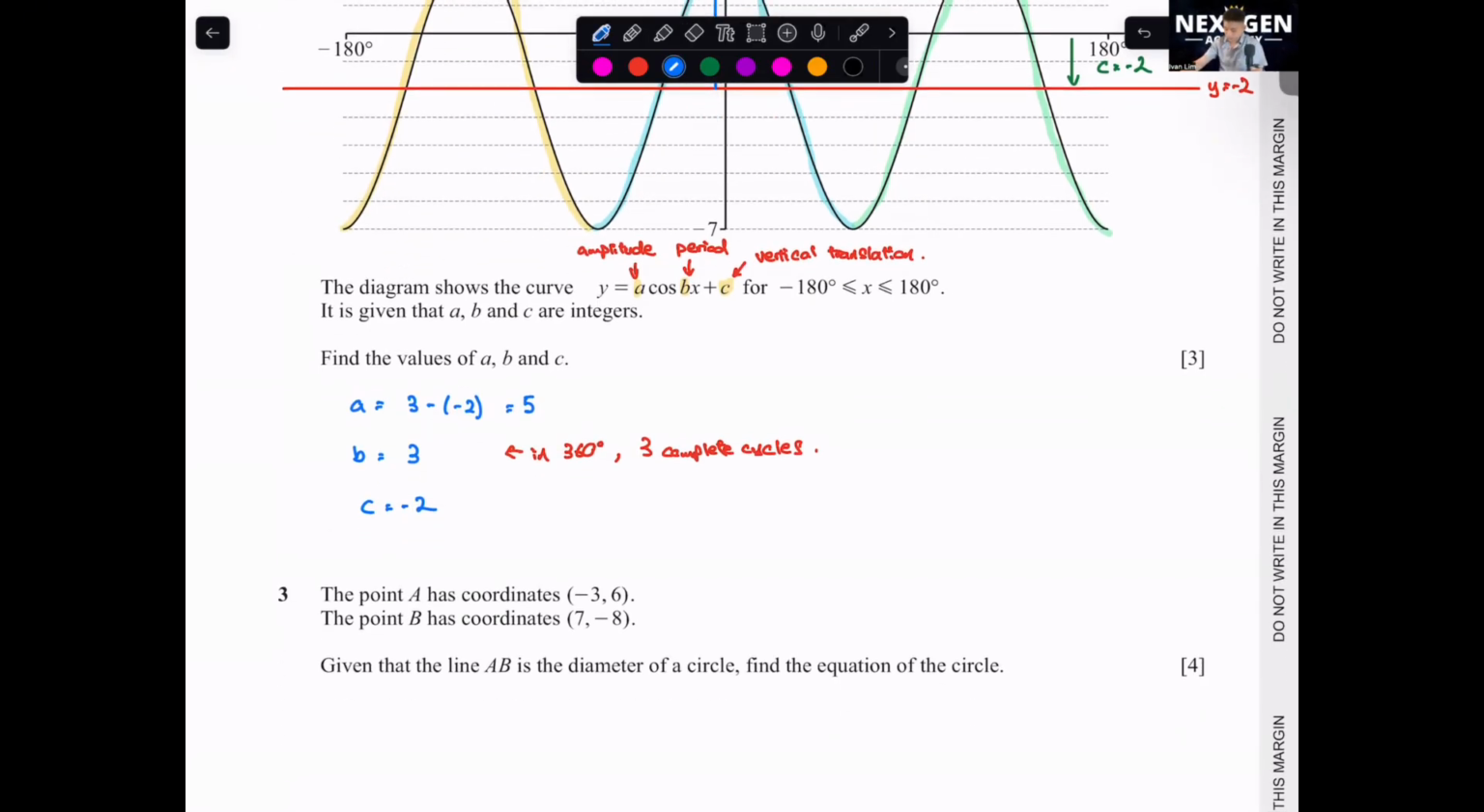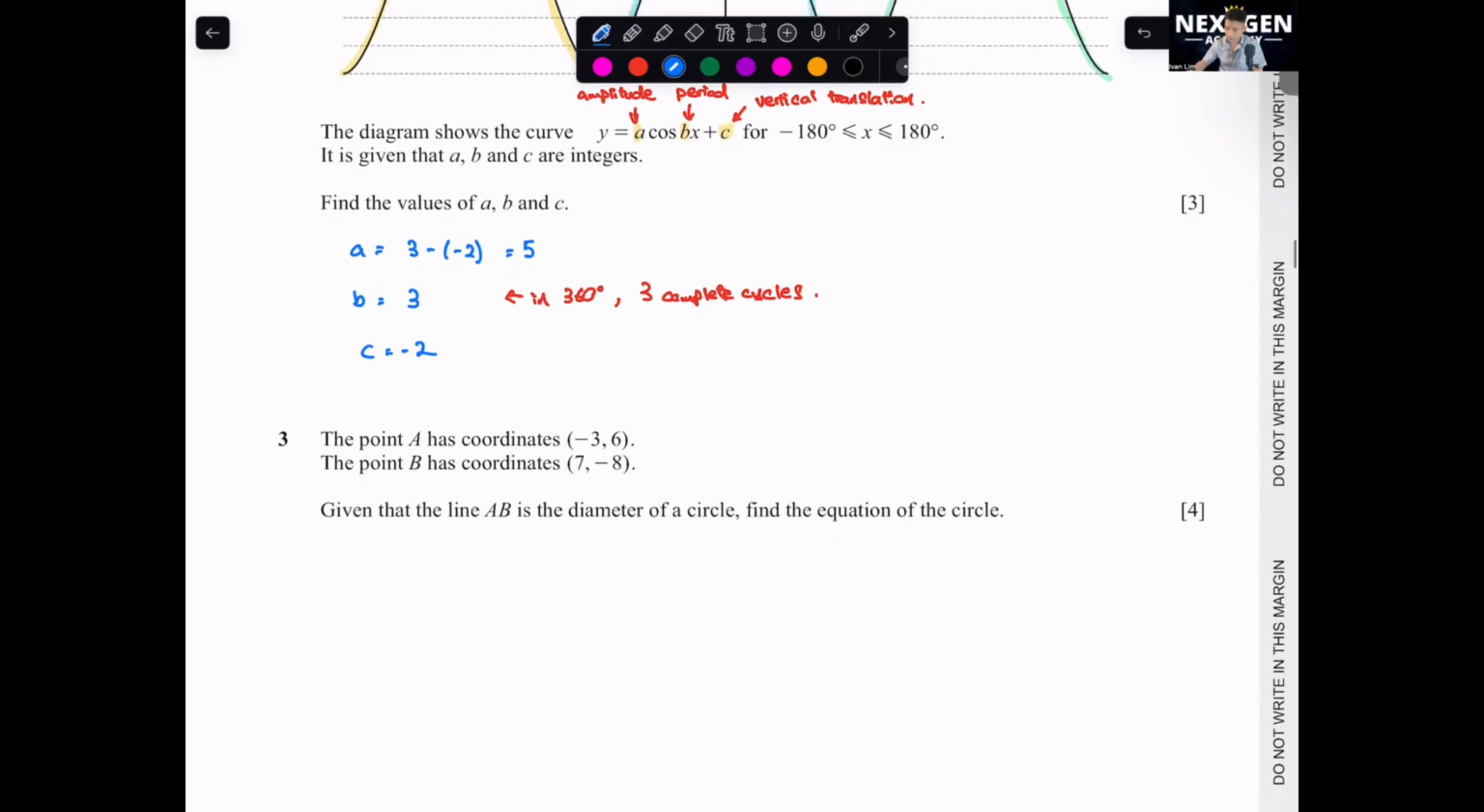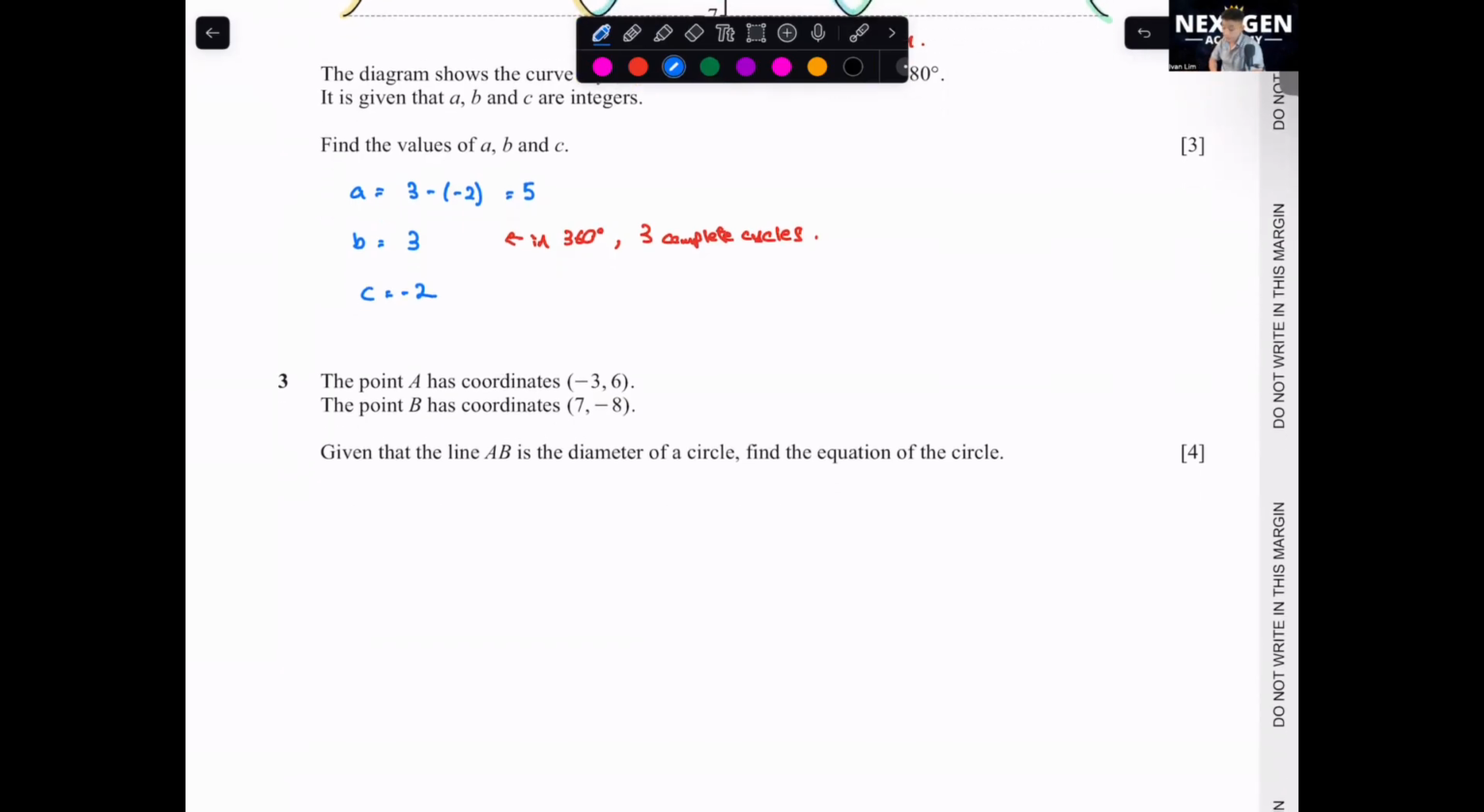Okay, number 3. This is a new topic. The point A has coordinates -3, 6. The point B has coordinates 7, -8. Given that the line AB is the diameter of a circle, find the equation of the circle. Okay, let's do a rough sketch here first. We have a circle. We have A and B.